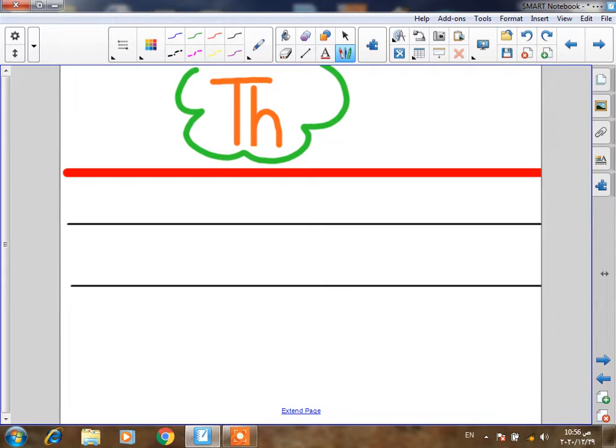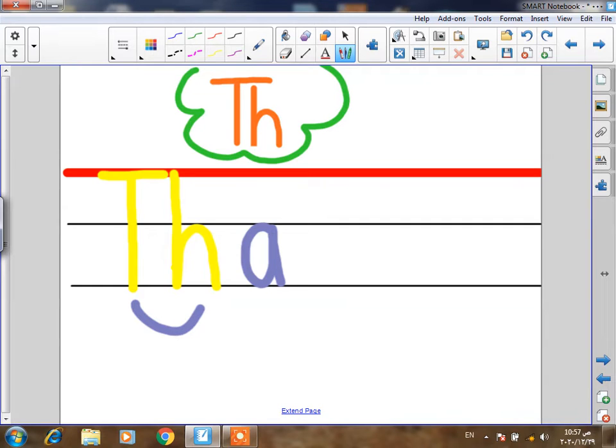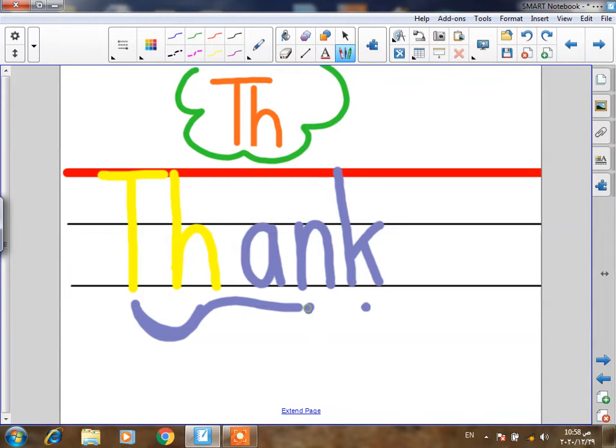Let's try to read. Okay. Th, together, s. Okay. S. A. Together, sa. What sound is this? N. What sound is this? K. Let's try to read. Sa. N. K. Sank. What word is it?